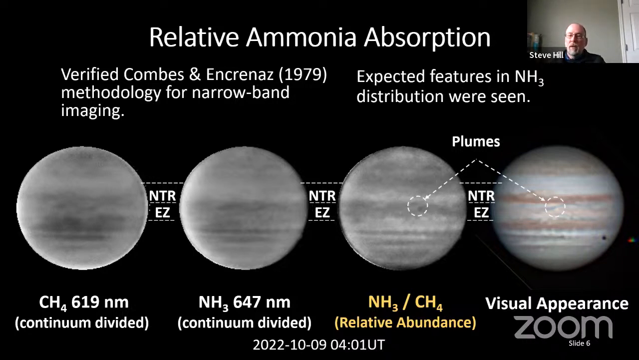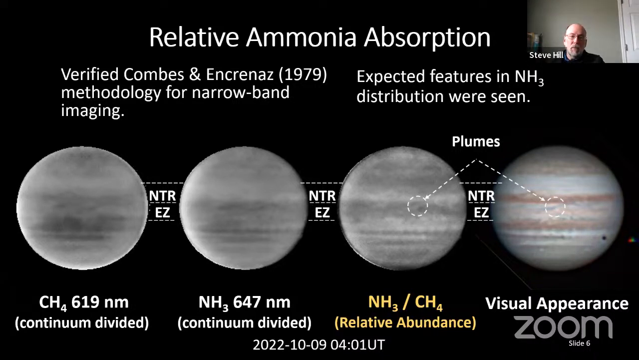The absorption looks mostly similar in both the ammonia and methane bands in the two left images. But when we take the ratio, then we're looking at the relative abundance of ammonia. And that's what's shown in the third image. Here we can clearly see the enhanced ammonia relative to methane in the equatorial zone, and also the depletion in the north equatorial belt. We see some suggestions of ammonia enhancement associated with the bright plumes, and we'll actually have a slide that zooms in on those later on.